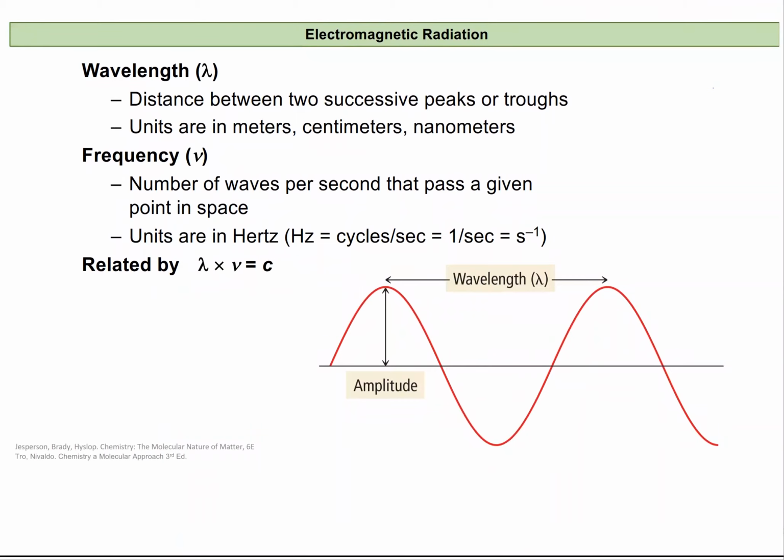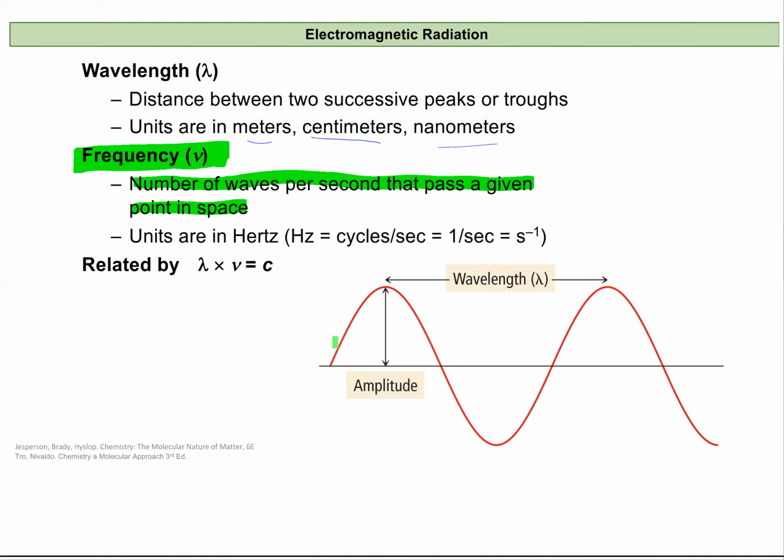We can measure wavelength in terms of centimeters or meters or nanometers, and that's really just a measure of distance between those peaks. We also have a value called frequency that we use more than amplitude in chemistry, though amplitude's important in other areas. It's really going to tell us the number of waves per second that pass a point in space.